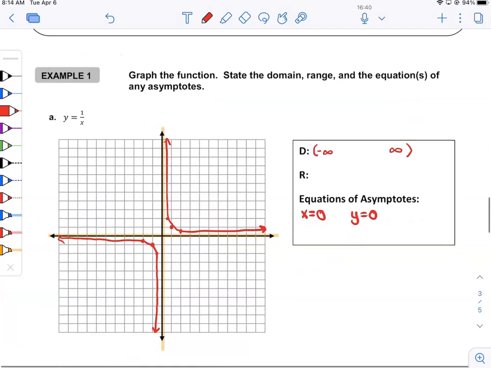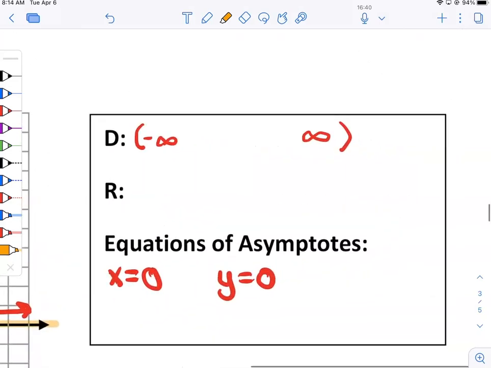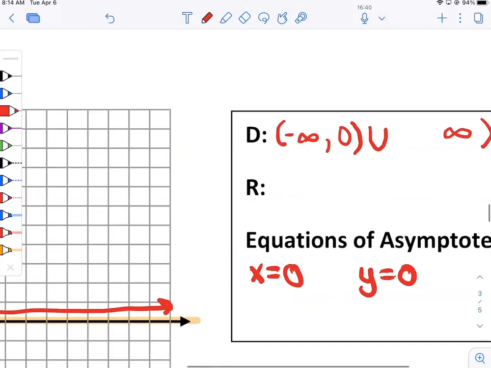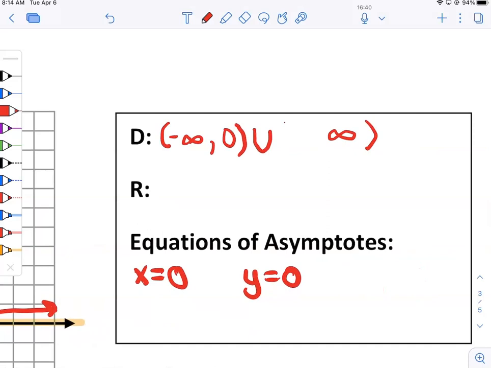So if you think about the domain, that's all the values side to side. And basically you can see we have all the way up here and then all the way down there, but there's a hole at x equals 0. So for our domain, how you would write that hole is you do a comma 0 and then a parenthesis here because it doesn't include 0. And then this is called union. It's like a big U. Put another 0, comma. So this is the fancy interval notation.